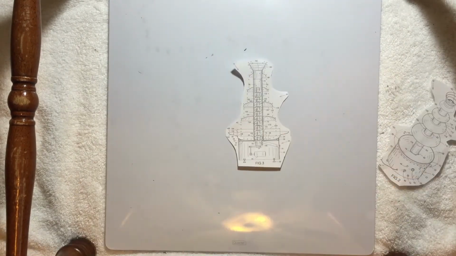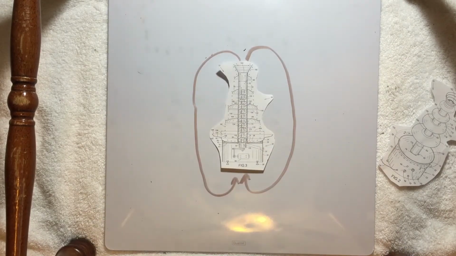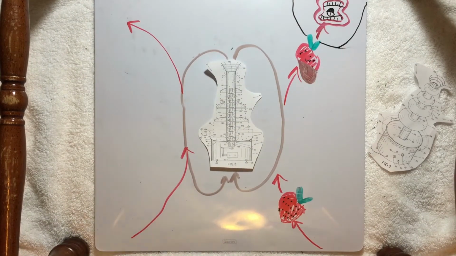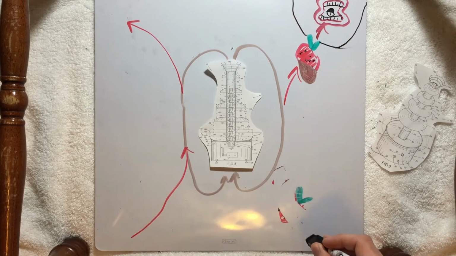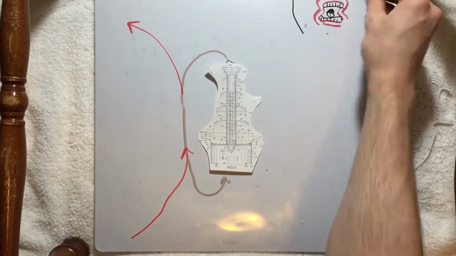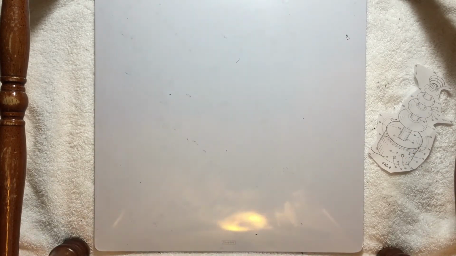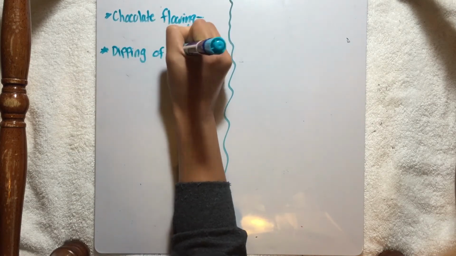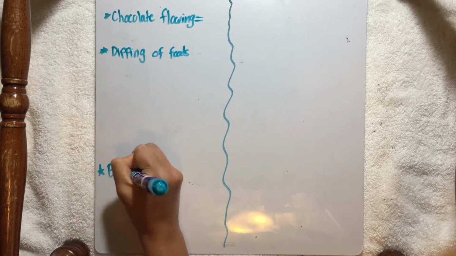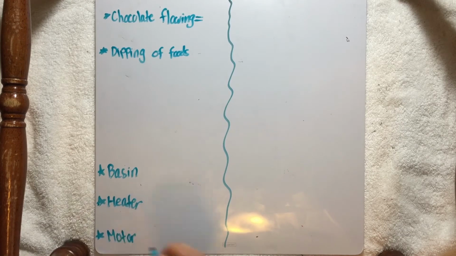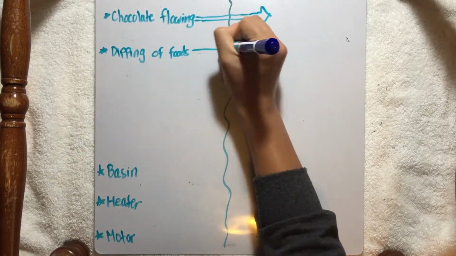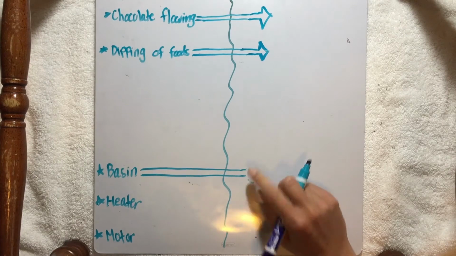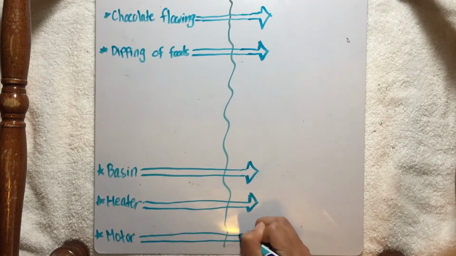Now, naturally, if you have a chocolate fountain, you'll eat from it. So we have this strawberry here. It goes into the chocolate fountain and it removes chocolate from the system. However, the chocolate left over is circulated. So the various components that we have: the chocolate flowing, the dipping of foods, like the strawberry, the basin, the heater, and the motor.